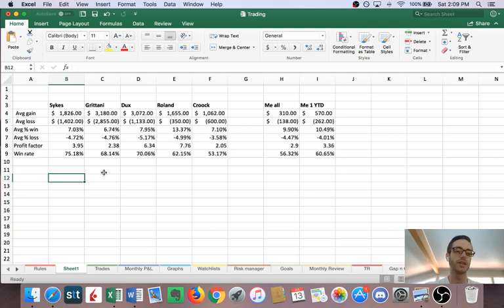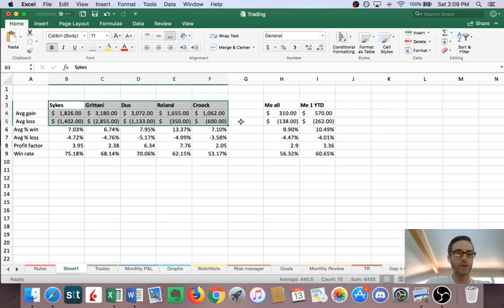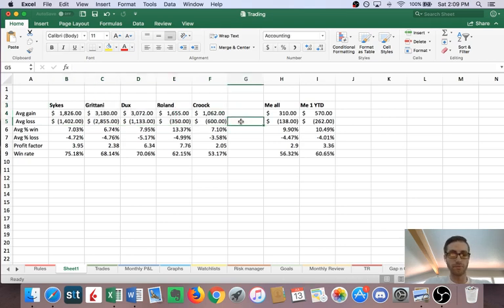It's much easier to make sure your gains are always bigger than your losses by cutting your losses quickly and letting your winners run. And you can see that. Look at all these guys. All of their average gains are bigger than their average losses. Some are bigger than others, but all of them have bigger gains than losses. It's just that simple. So that's the first thing. Pretty self-explanatory.